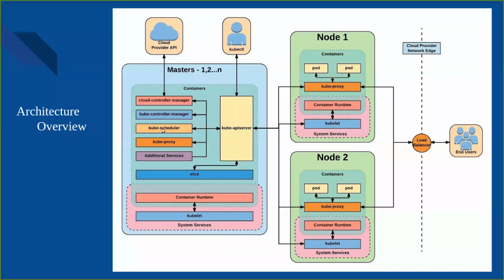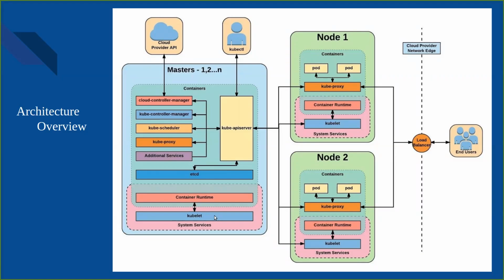Then we have kube controller manager, kube scheduler, kube proxy, and additional services, which depends upon where we are deploying the Kubernetes cluster. Then we have etcd, which is basically a key value pair database, which stores the cluster information. And we have the container runtime. In most of the cases we have Docker. Docker is more stable for Kubernetes.